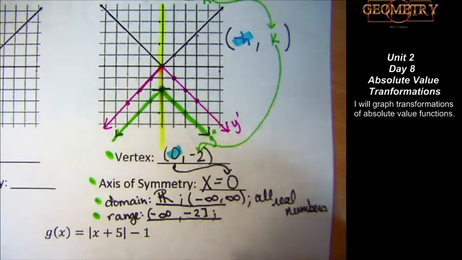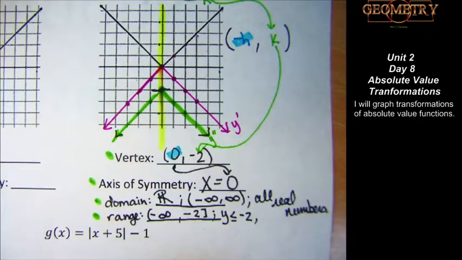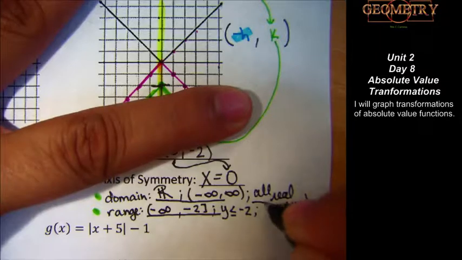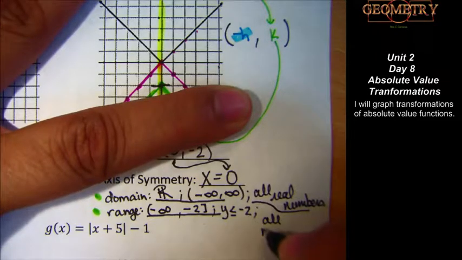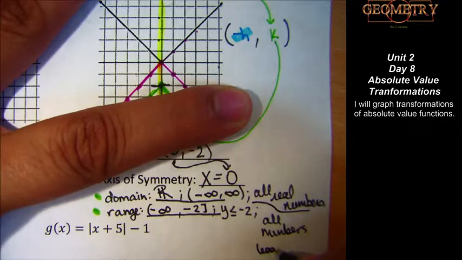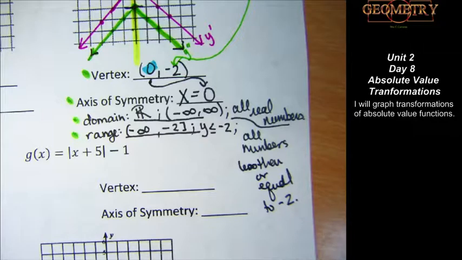If you wanted to write it in inequality notation, it would look something like this. And if you wanted to write it out in words, you would write all numbers less than or equal to -2. And again, I'm happy with whichever one of these you like the best, that makes the most sense to your head in the moment.